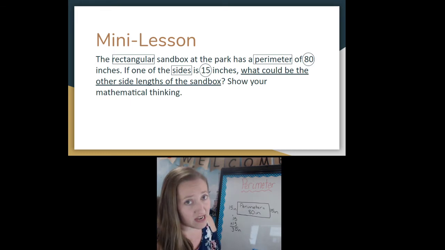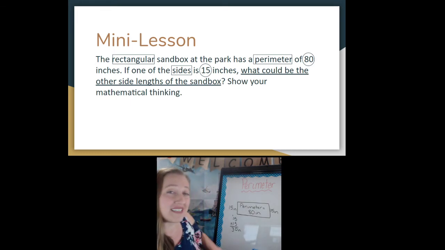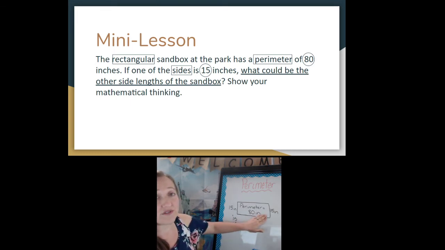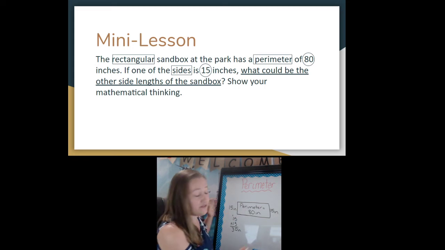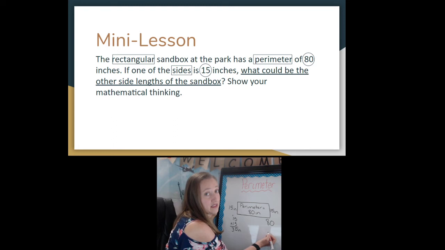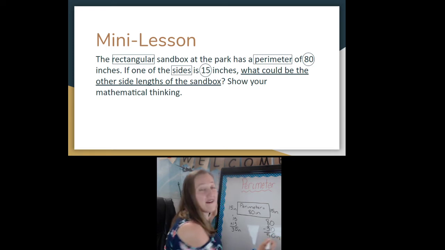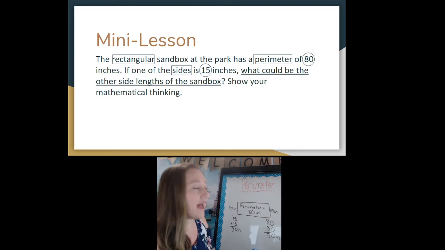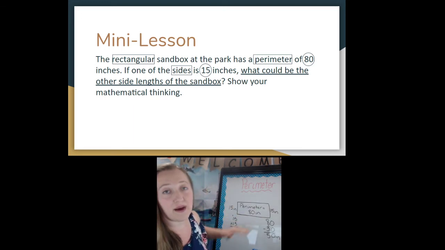Now I need a total of 80. So I'm going to take what I already have and what I already know and subtract it from what I need to figure out how much is left over. So I'm going to take 80, that's the total, minus 30 inches, which is what we know. 0 minus 0, 0. 8 minus 3, 5. Okay, so I have 50 inches that I need to divide out between the top and the bottom.